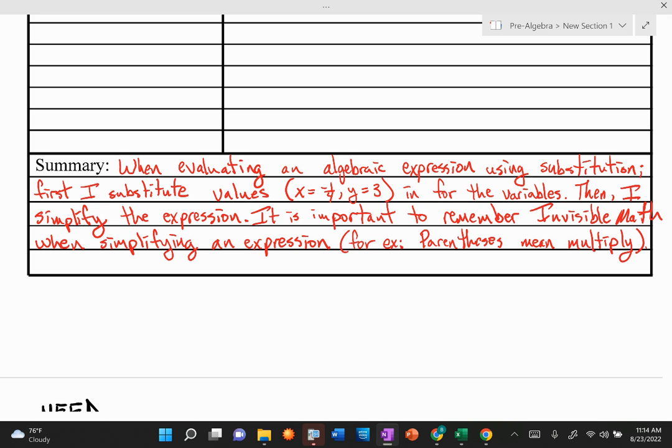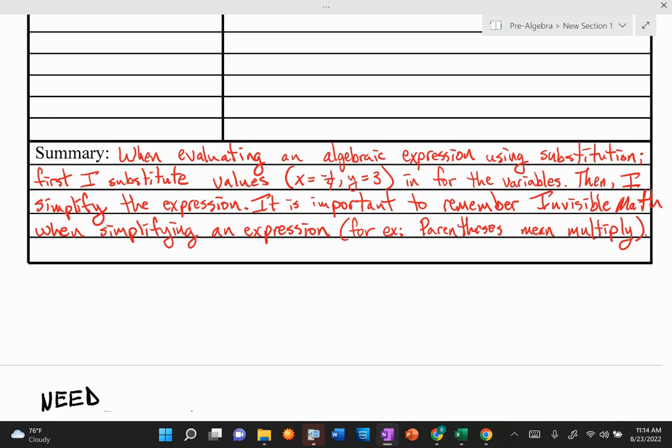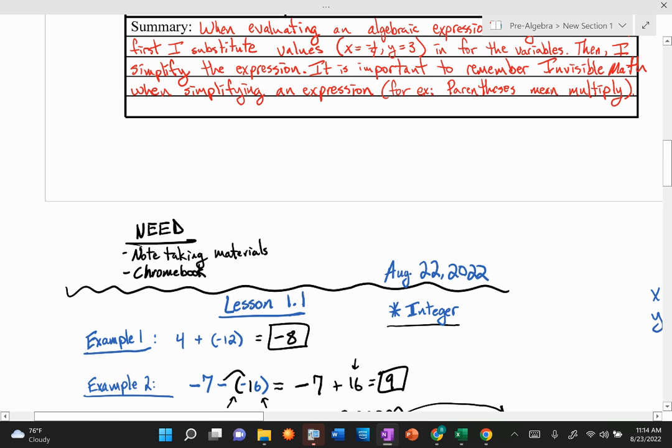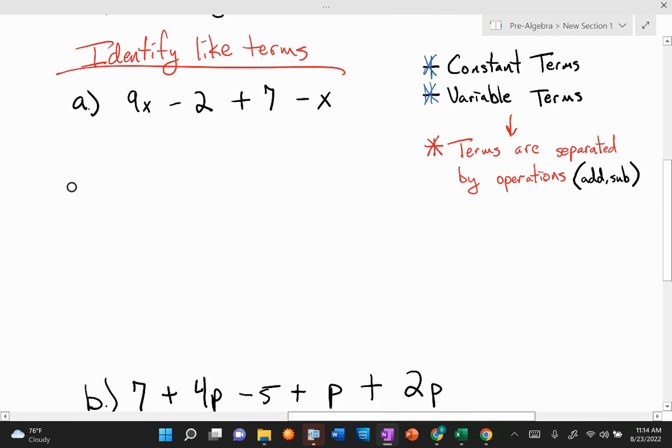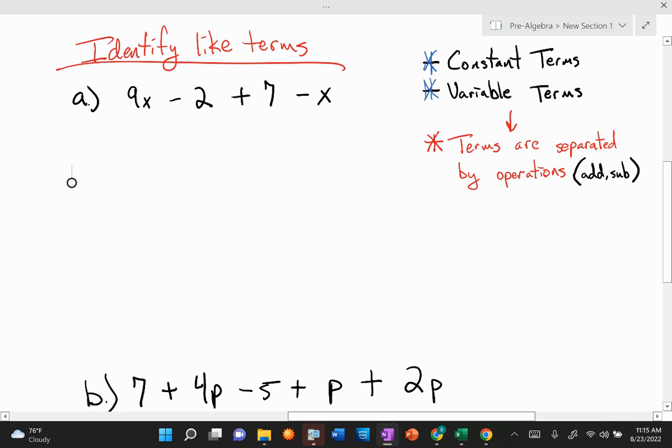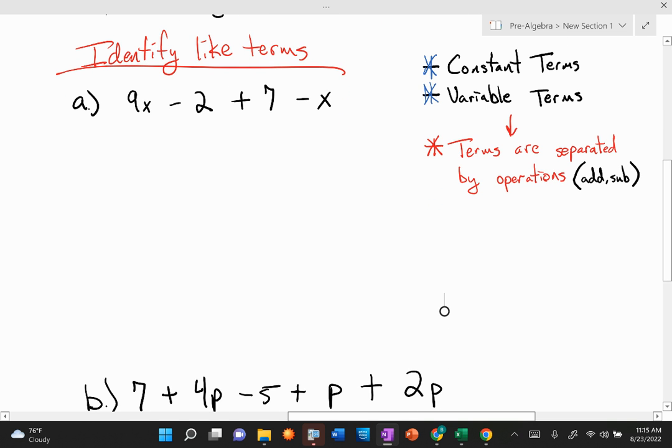You can refer back to your notes for today. Today we are going to begin identifying like terms, different kinds of terms. What we worked on last time was substitution and then simplifying. What we're going to work with today is identifying like terms and then simplifying, not substituting.